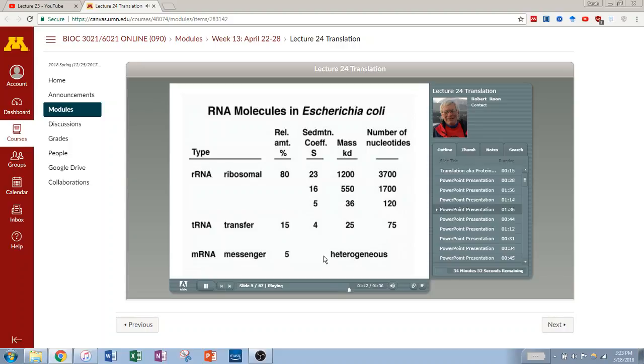Ribosomal RNA constitutes the major component of ribosomes. The ribosomal RNAs play both a catalytic and structural role in protein synthesis. In the E. coli ribosome, there are three kinds of ribosomal RNA called 23S, 16S, and 5S RNA. One molecule of each of these species of ribosomal RNA is present in each ribosome.